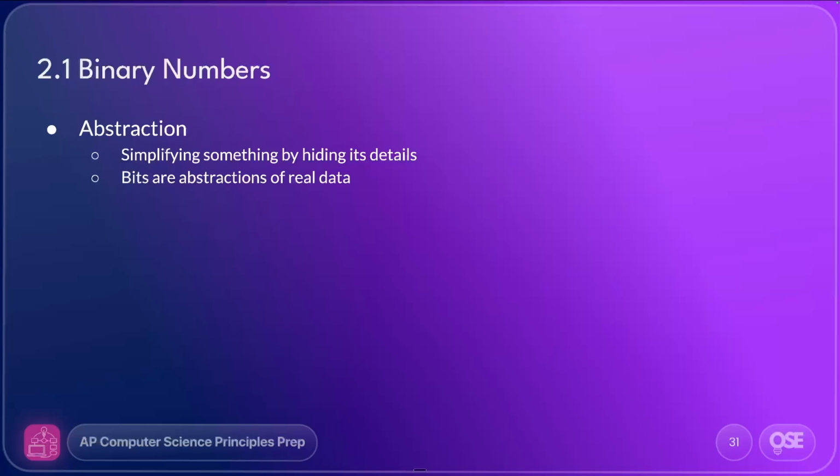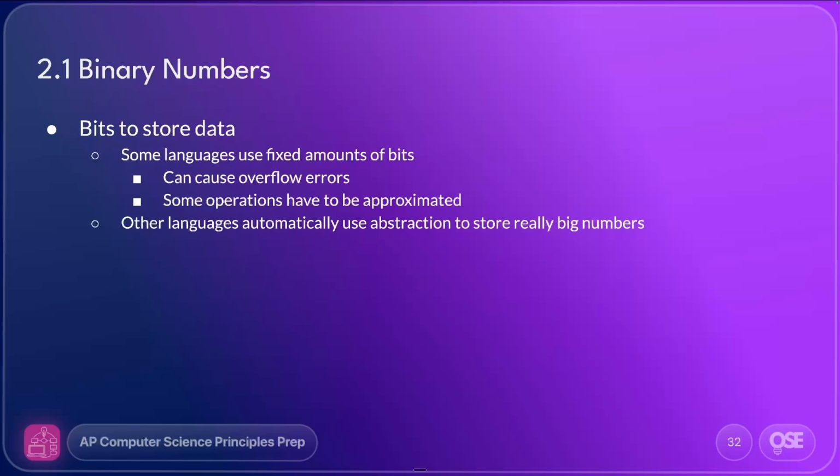That's called an abstraction. Bits are used to store data, and some languages have a fixed amount of bits, which can cause overflow errors, which we learned about previously. And some operations have to be approximated because of that. There are also other languages that automatically use abstraction to store really big numbers.